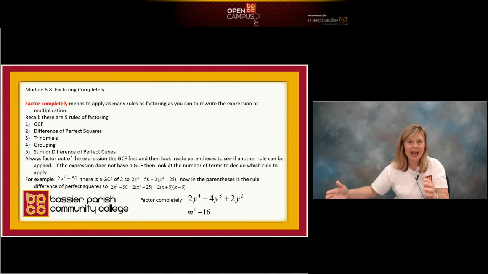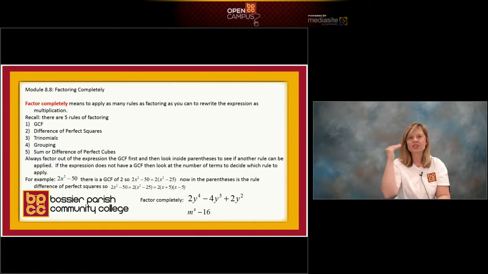And once I check that and say, okay, there's no more rule I can apply, I am done. In this expression, I never looked at the trinomial rule because I never had 3 terms, and I never looked at the grouping rule because I never had 4 terms. That is why that checklist is important that you memorize it in that order. All right, let's go to the whiteboard and try some examples of factoring completely.